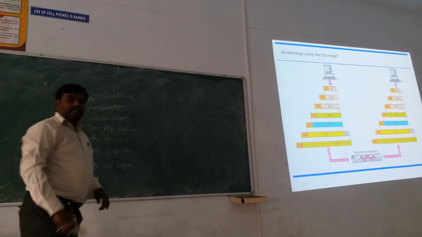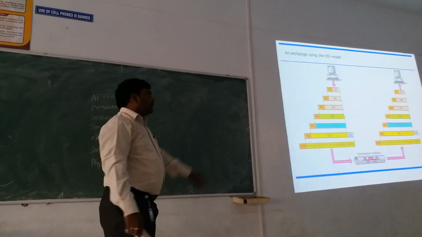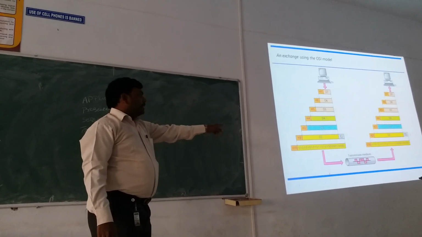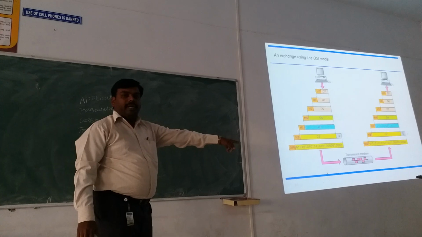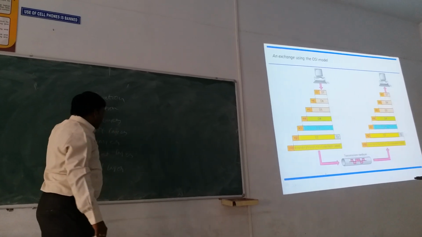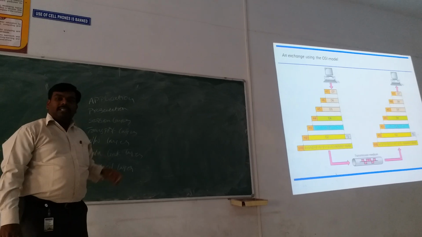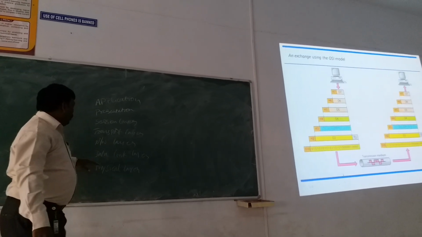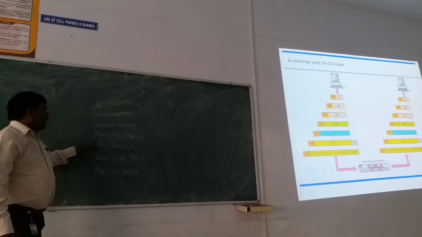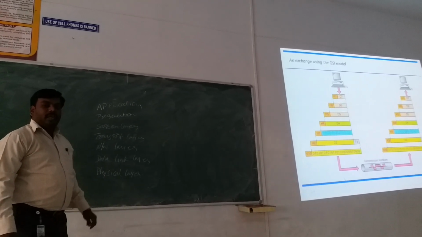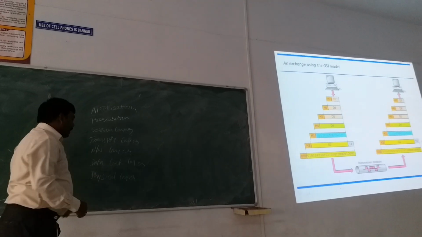So if you want to transmit the data from one system to another system, the data has to pass through 7 layers, and it is transmitted through the transmission medium, and it reaches the receiver. So here we have 7 layers. How can we remember these 7 layers? There is one acronym, that is please do not touch Steve's pet alligator. So by using this acronym, we can remember easily.